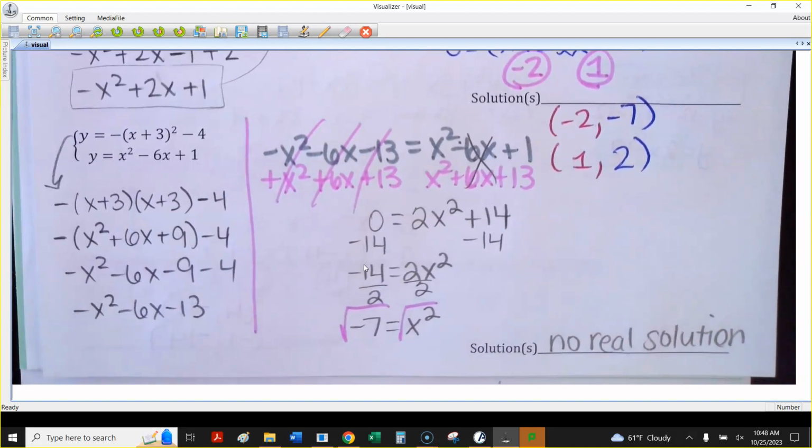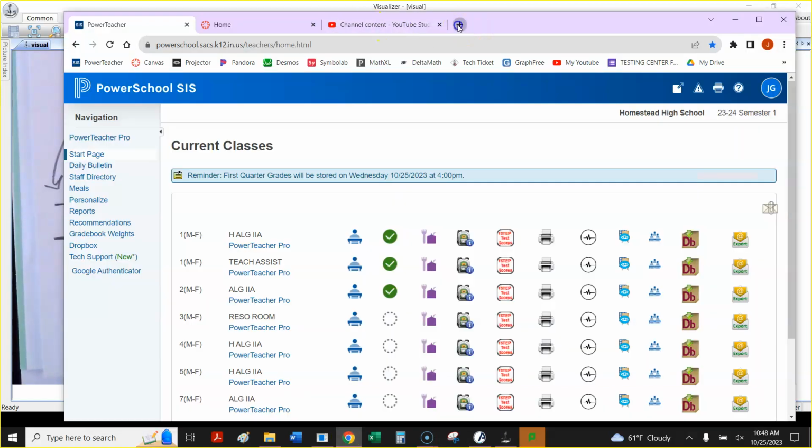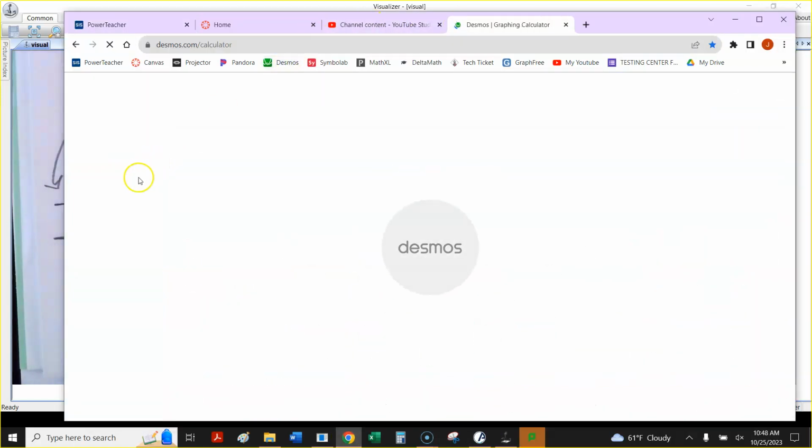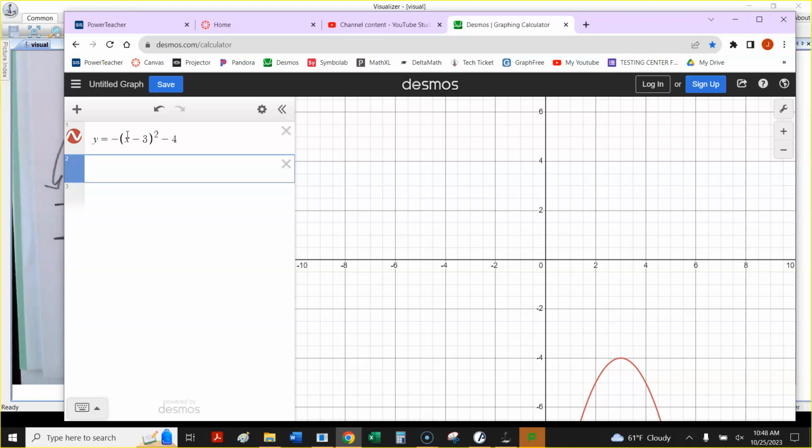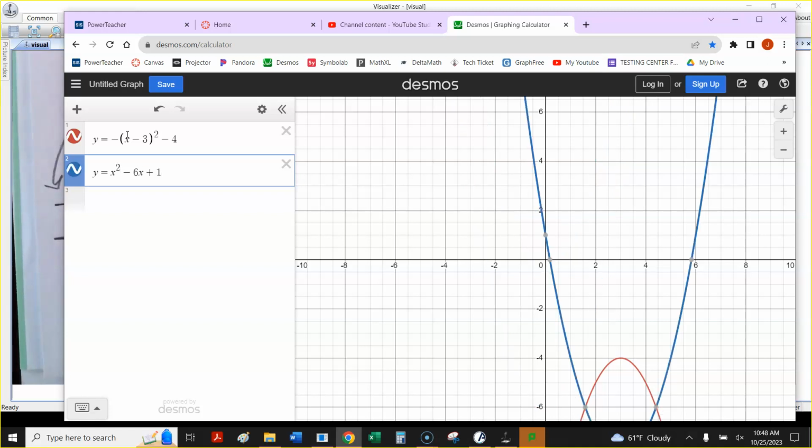So those two parabolas, if we were to look on a graph, they just don't run into each other at all. If you guys wanted to, I'm just going to pull up my Desmos real quick and I'll just show you. I can just type this in and look on the computer if I want to. So we had y equals negative x minus 3 squared and then minus 4, right? That was the first one. And the second one was y equals x squared minus 6x plus 1.